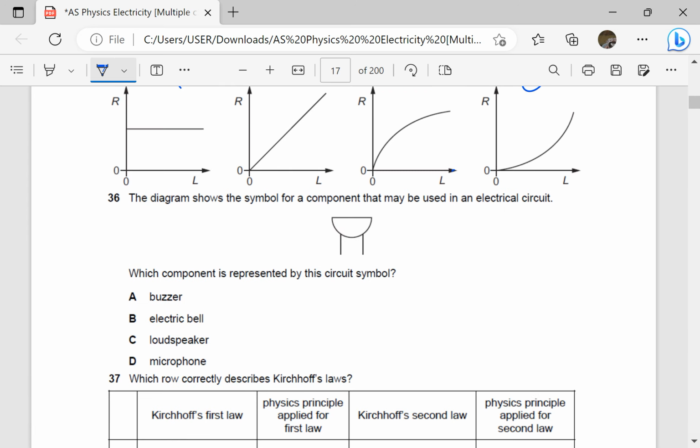The diagram shows the symbol for a component that may be used in an electrical circuit. Of course, this is a buzzer.